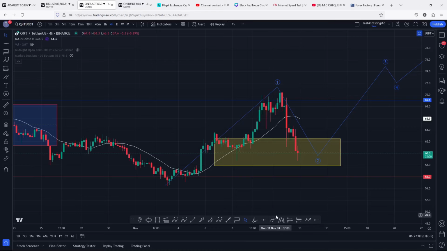QNT at the time of this recording is seeing a bit of a breakdown move after an aggressive bounce to the upside in a move that peaked above the $70.7. And at the time of this recording, we have now lost the 20-day MA here on the 4-hour chart, flipping it back into resistance and our key area of support above the $69.1.